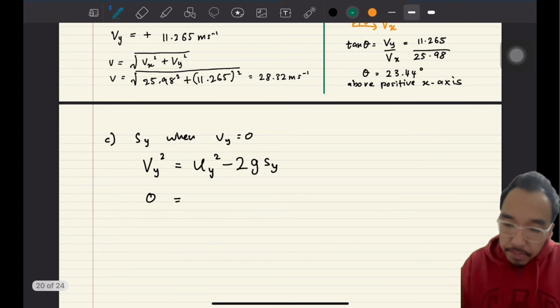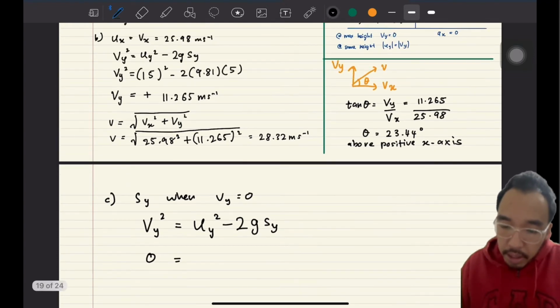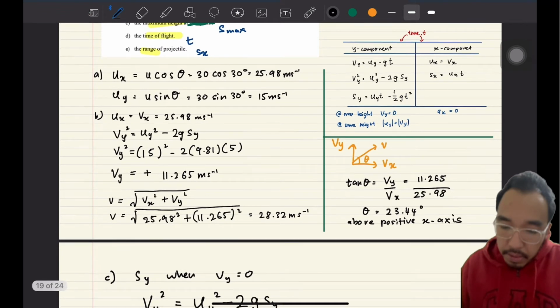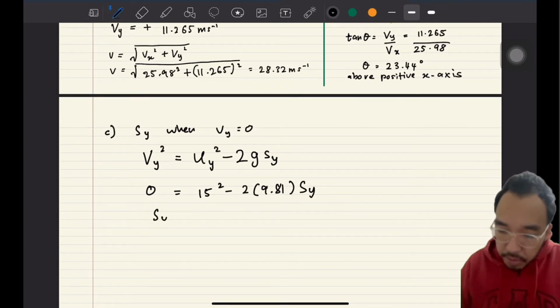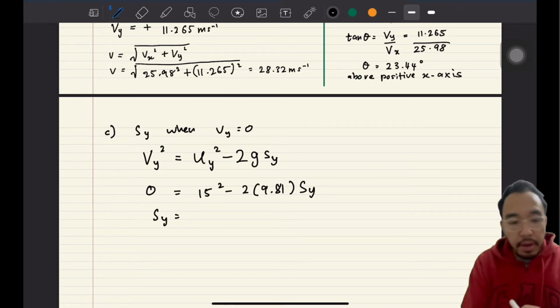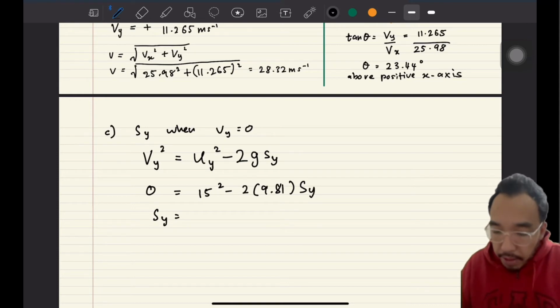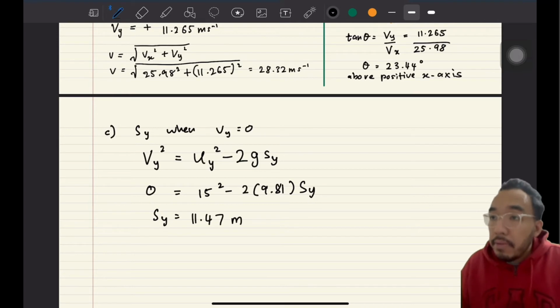Over here, Uy is still the same, 15 meters per second. So you get 15 square, you bring it to the other side, you get a negative, you cancel out the negative, and divide by 2 and divide by 9.81. Over here I got 11.47. Yeah, so correct as well.